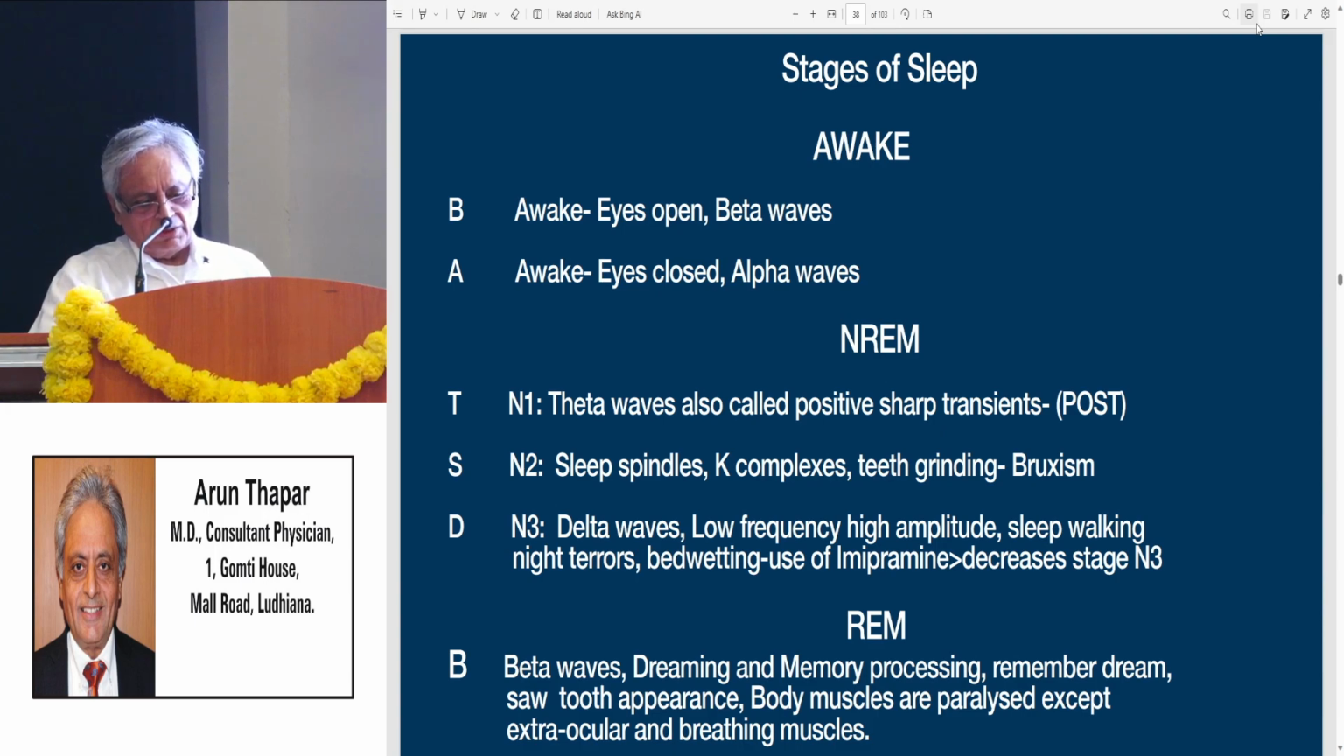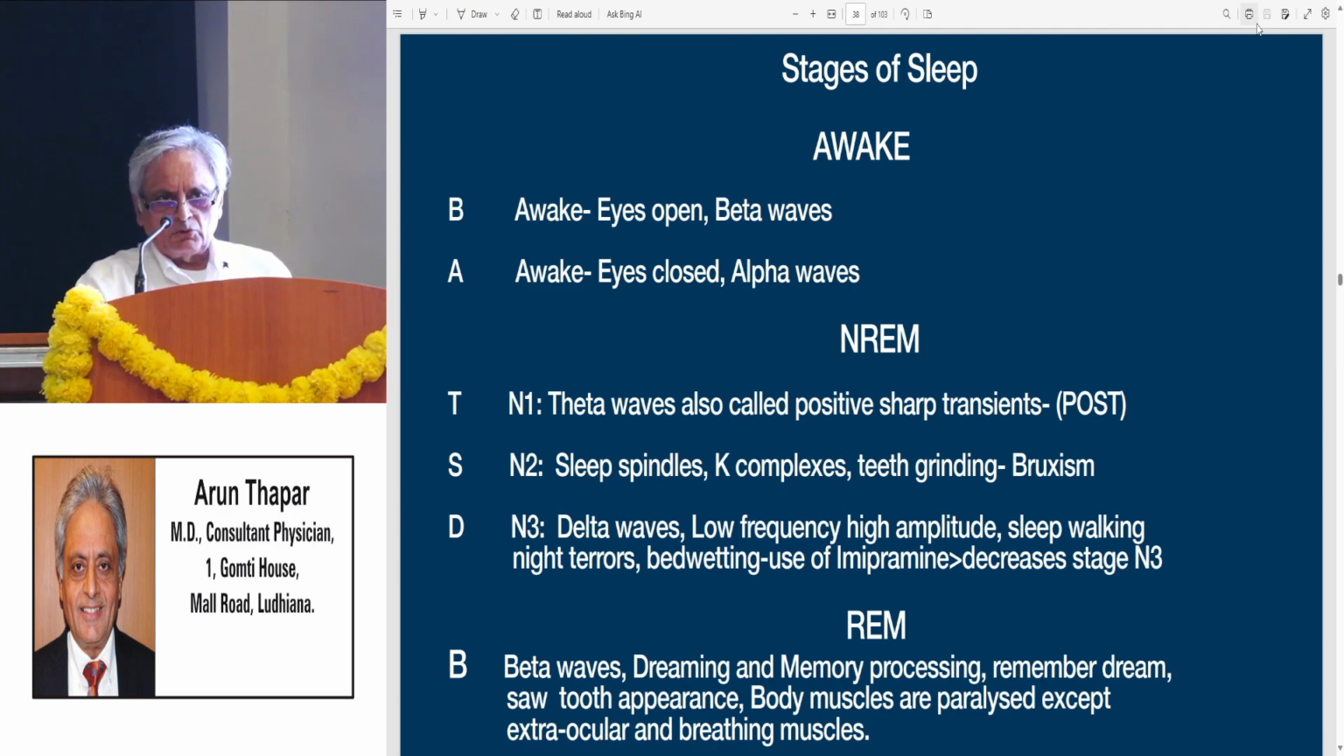Now in the general awake and sleep pattern, we have an awake pattern, an NREM pattern, and a REM pattern. Different waves have come up. That's how we diagnose the disease part. There are beta waves, alpha waves, theta waves, spindles, delta waves, followed by again the beta waves.